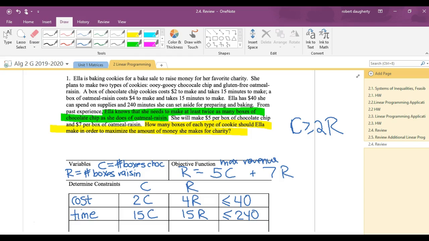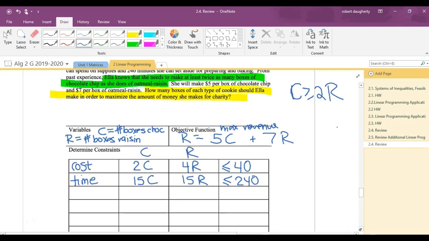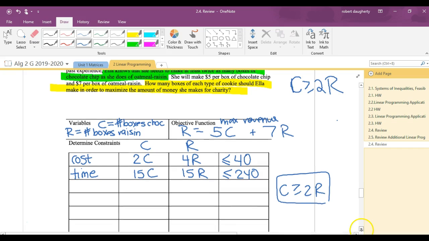If you were to double the raisins, that's the least amount of chocolate you've got to have. So you've got to have more than that. So C is greater than 2R is the other equation you're going to need there. That's the other constraint: C is greater than or equal to 2R. This is a special constraint that gets thrown in. Okay? And now I'm ready to graph all of these.